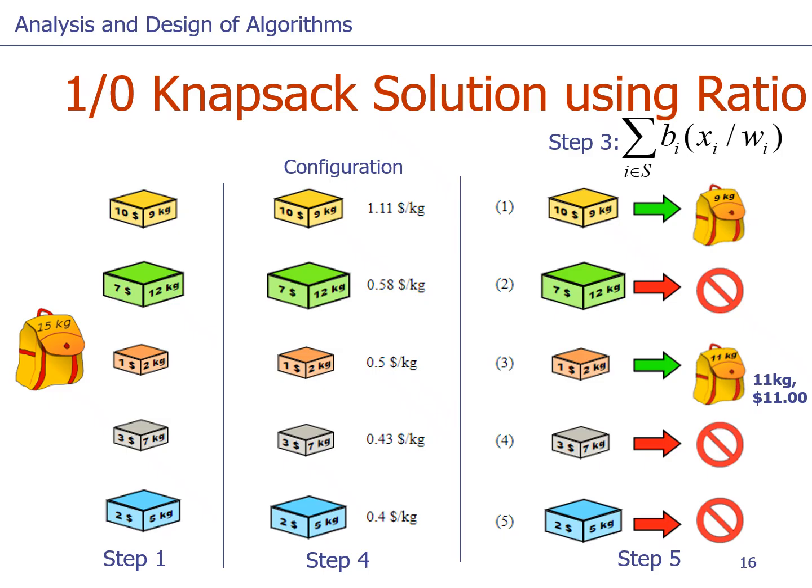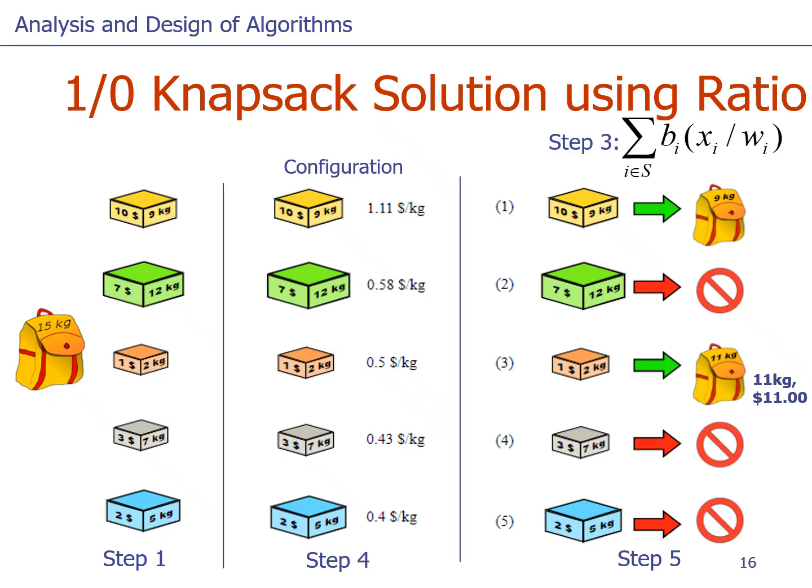So we consider the most valuable items first. So I will consider the one on the top of the list, which is 9 kilos for $10, since it has the highest value per unit. I will add that to my bag. That's what you see as step number 1 in the rightmost figure. So now I fill the bag, which has a maximum weight of 15 kilos, with 9 kilos.